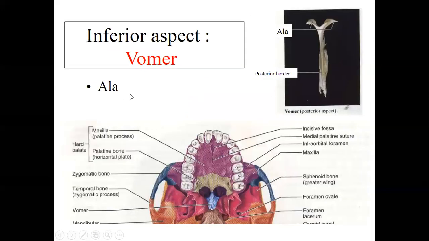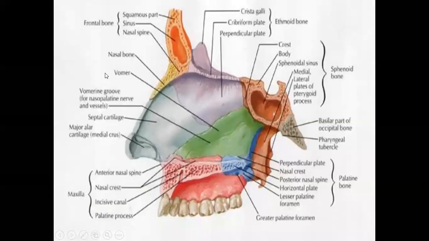And then the vomer. You can see here, this is the vomer. It has the ala. This is the part that you can see, the ala. And then this is the posterior border. When you see from the lateral aspect, you can see here, this is the vomer.